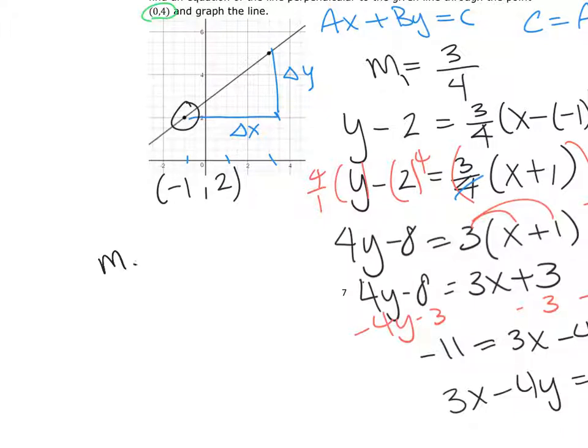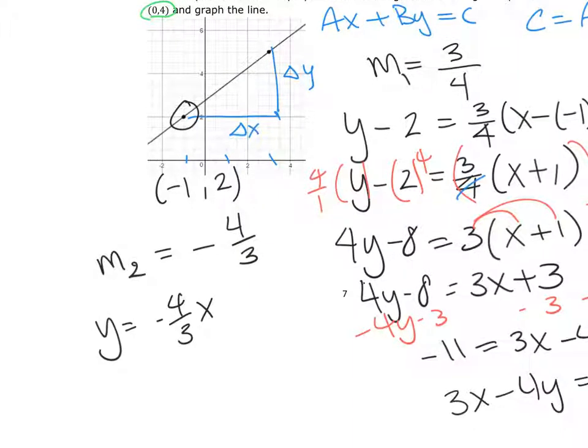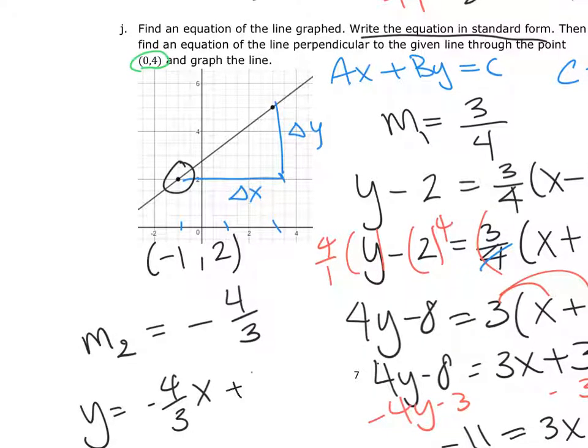That means the slope of my perpendicular line must be the negative reciprocal, which means if the first slope is positive, my second slope must be negative. And since the first slope is 3 over 4, my perpendicular slope must be -4 over 3. So I have y is equal to -4/3 x. Remember my b is 4, so plus 4. And I'm done. That's the equation.